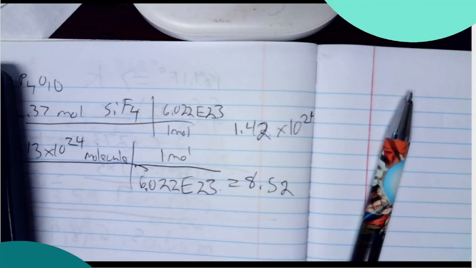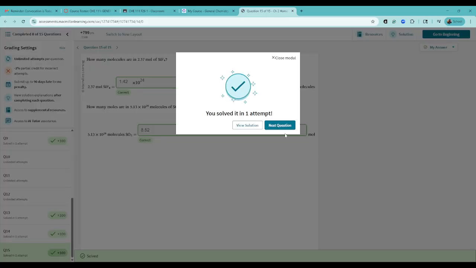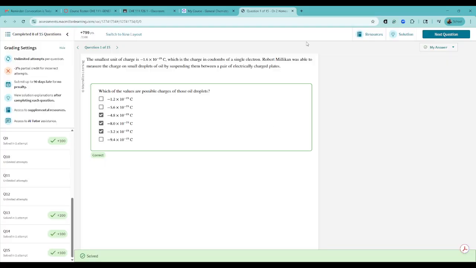So the trick here is to make sure you know how to set this up so you're not going to get burned by order of operations, and you know what looks right based on logic and critical thinking. That tells you when I go moles to molecules, I'm going up, and when I'm going molecules to moles, I'm going down. So that is what I wanted to show you from this assignment.